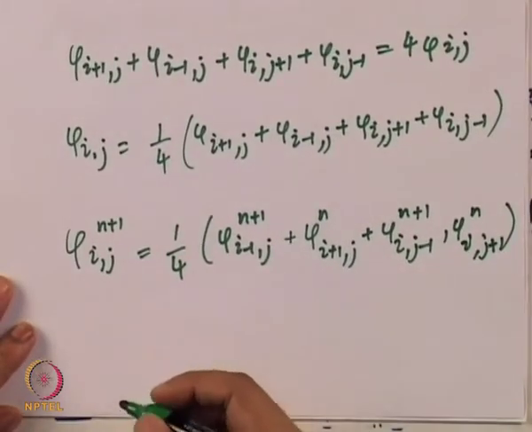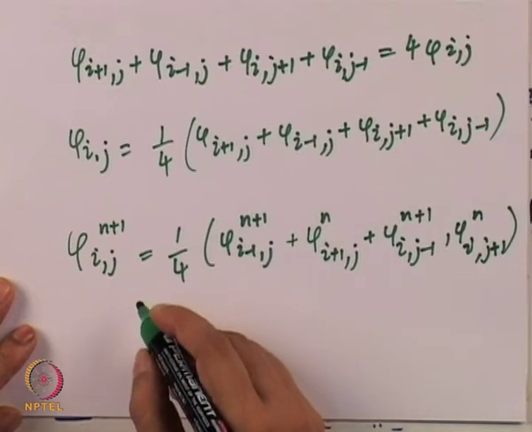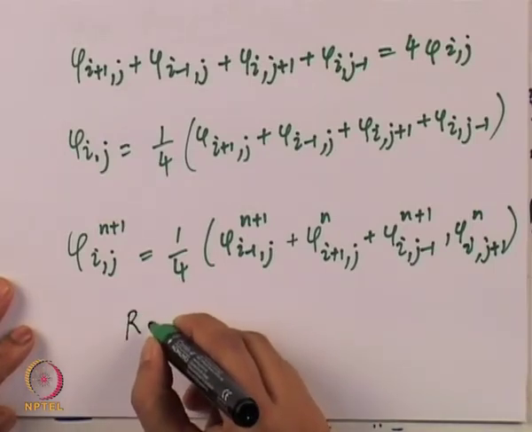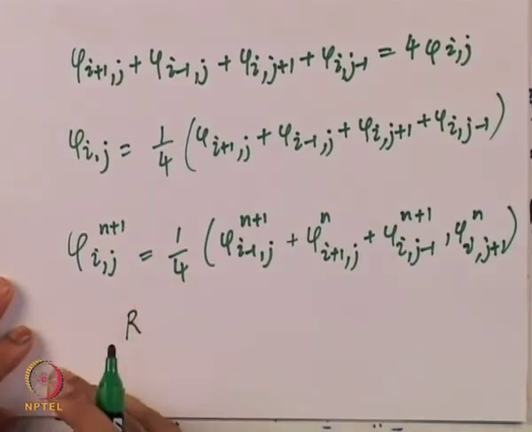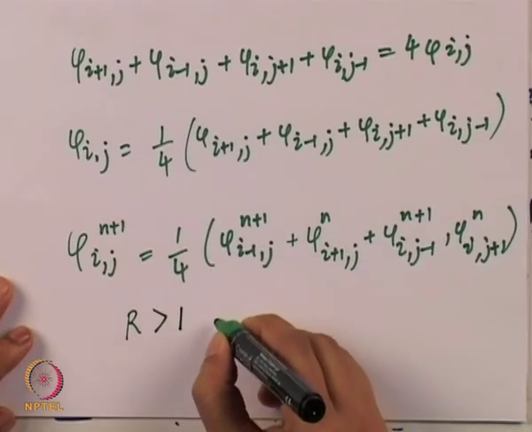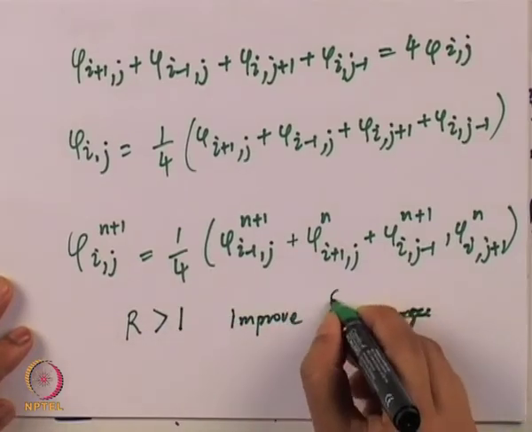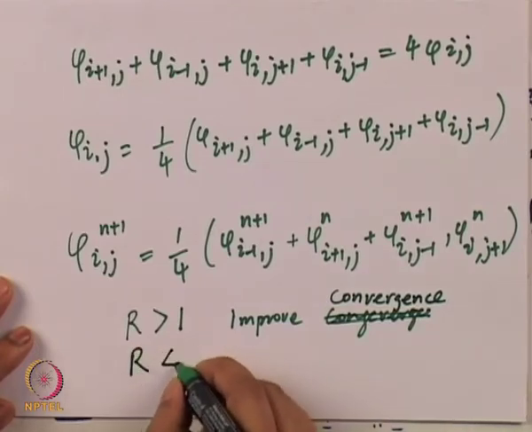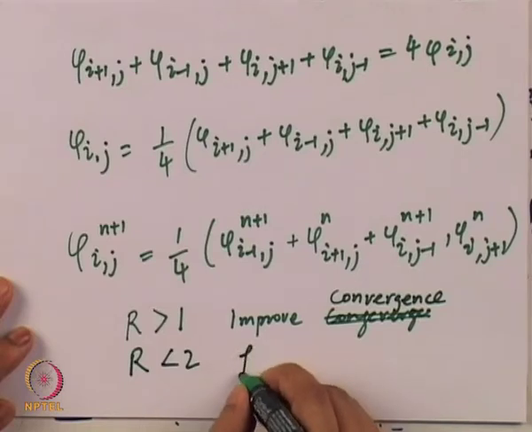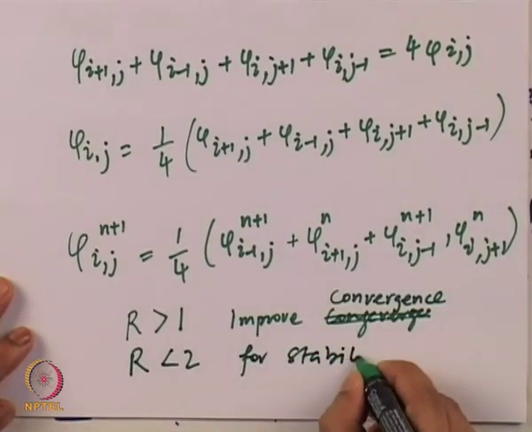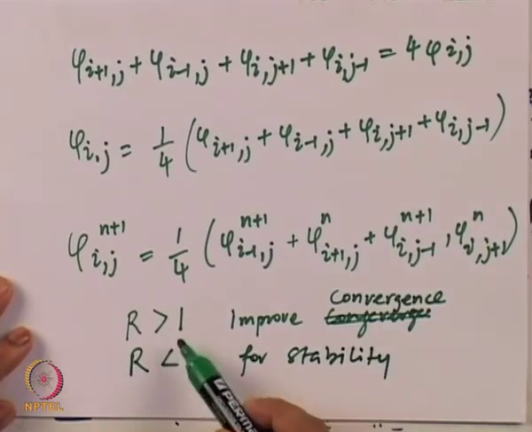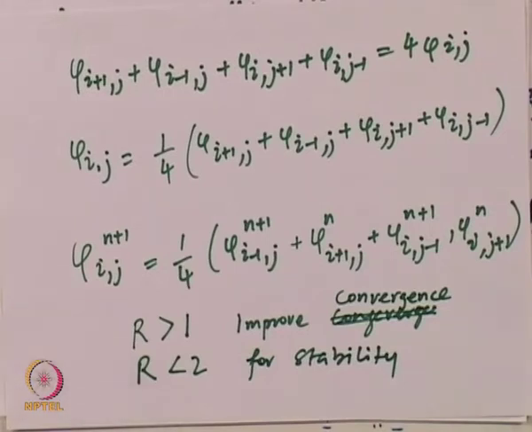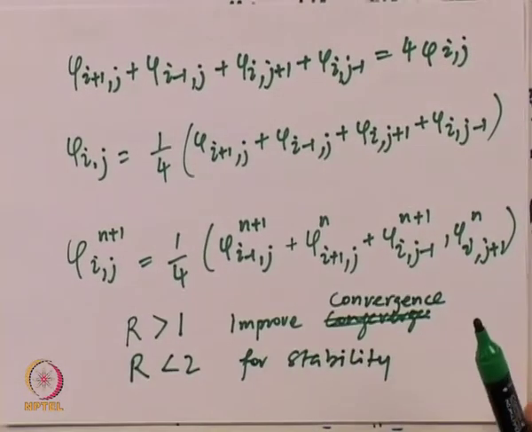For the relaxation parameter that we have used in the MATLAB code, we want it to both give us the convergence and also serve as a stability condition. So we want R to be such that it serves both purposes. What happens when R goes more than 1? It improves the convergence. And R less than 2 will provide the right stability. So R should be bounded between these two limits so that it serves both the convergence and the stability.